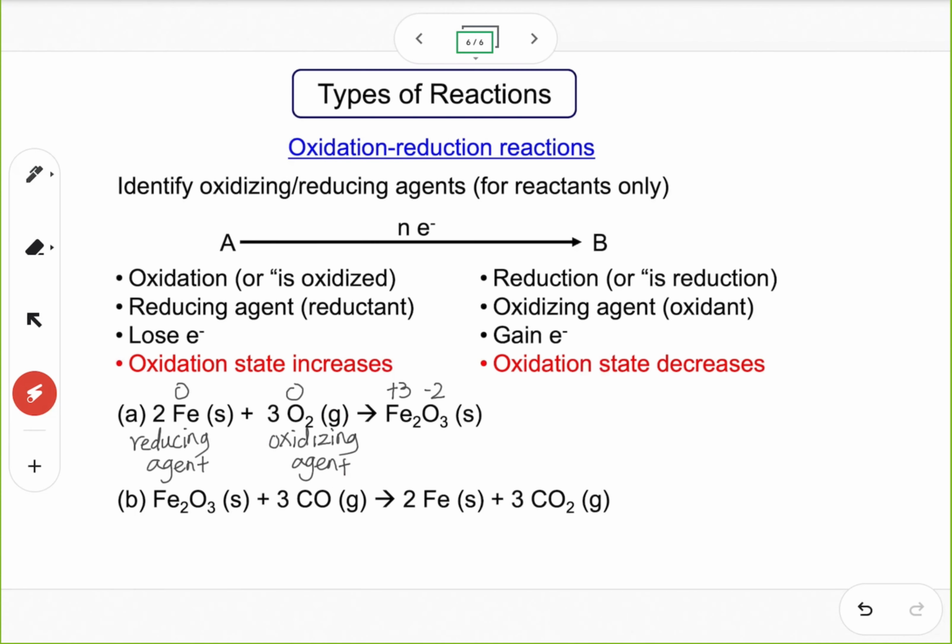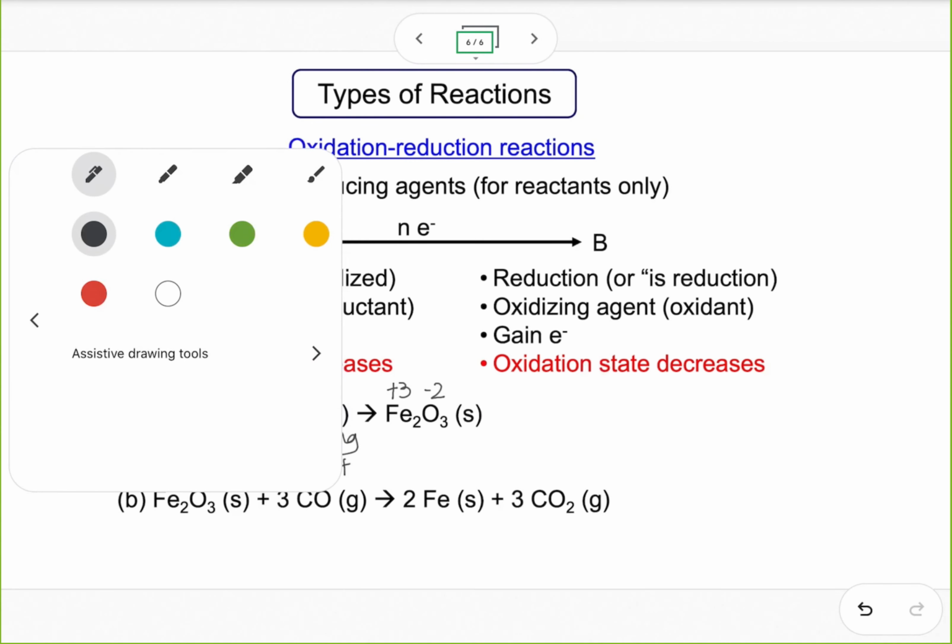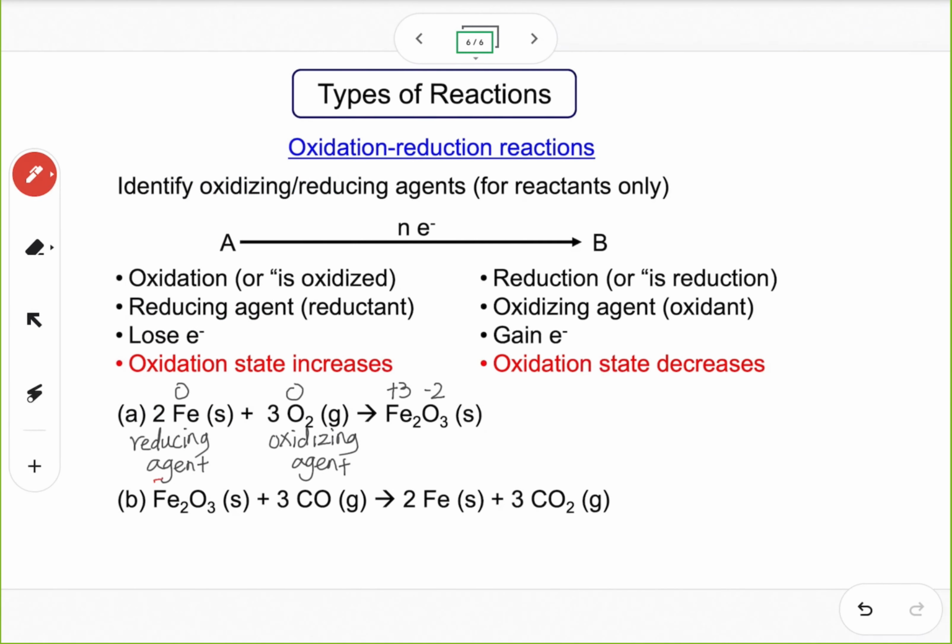Now let's take a look at the second example. Iron oxide reacts with carbon monoxide, generating iron and carbon dioxide. Let's label the oxidation state also. For iron oxide, it's positive 3. I'll use the red color. So iron positive 3, oxide negative 2. Now carbon monoxide, we know that oxide is negative 2, therefore carbon would be positive 2. For iron metal on the product side, it's going to be 0. Carbon dioxide, oxide negative 2, carbon positive 4.